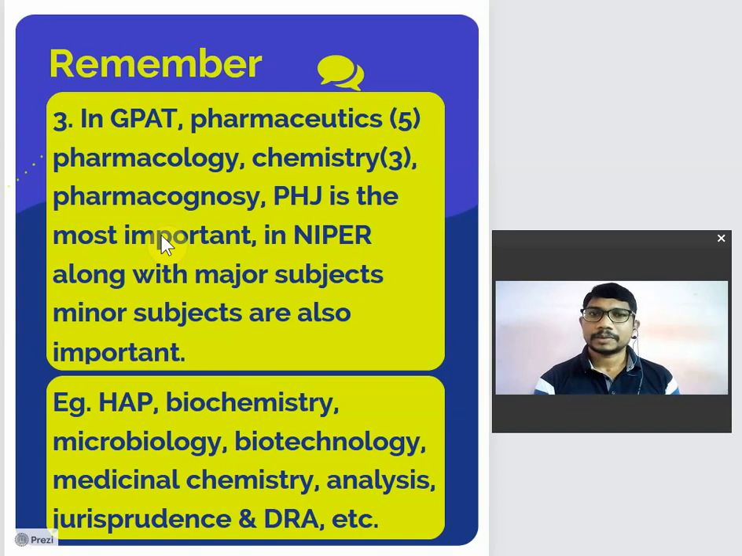Now in case of Niper, along with the core subjects, underline the sentence, along with the core subjects, your minor subjects are also important. For example, biotechnology, microbiology, biochemistry, analysis, and medicinal chemistry are less important in GPAT. In GPAT you have only a few questions from these subjects, as well as anatomy and physiology. But in Niper, these minor subjects are also very important.